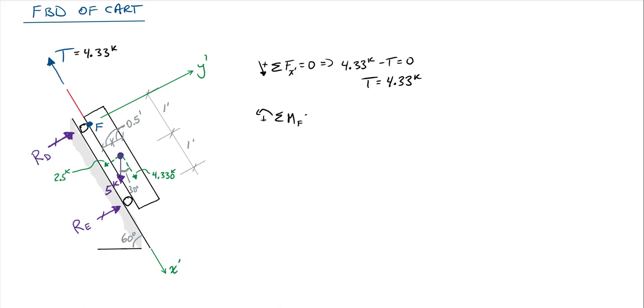So sum of moments about F equal to 0, and I'm saying counterclockwise is positive. R sub D won't be in there. The tension in the cable won't be in there too, because the cable is attached to the bottom of the cart there. So what is going to be in there? Well, the 2.5 kip y prime force, and that's going to be times 1 foot. And that's a clockwise moment, right? So that's going to be negative. It's wanting to cause a clockwise moment about F, a clockwise rotation about F, so it will be negative.